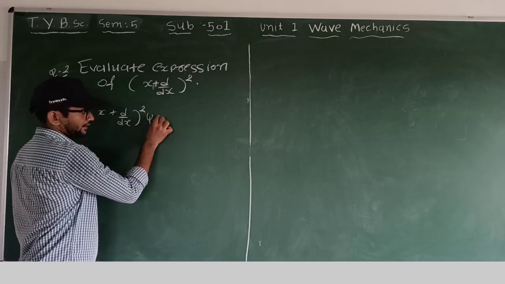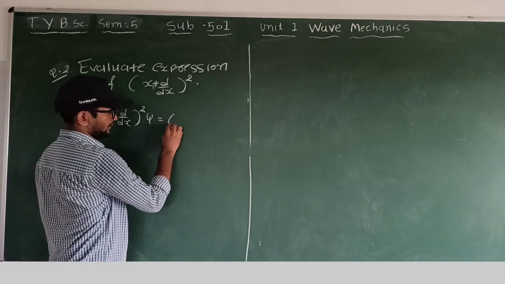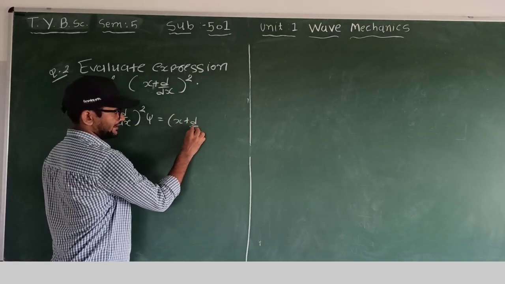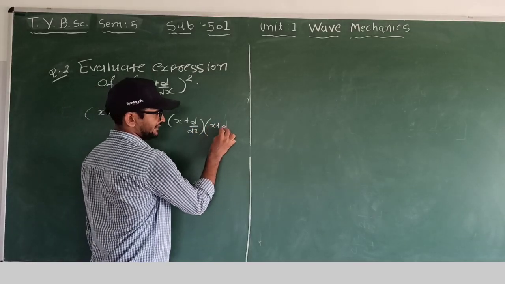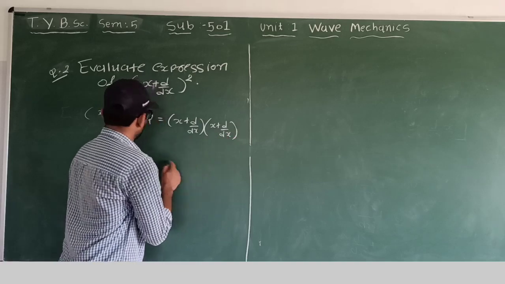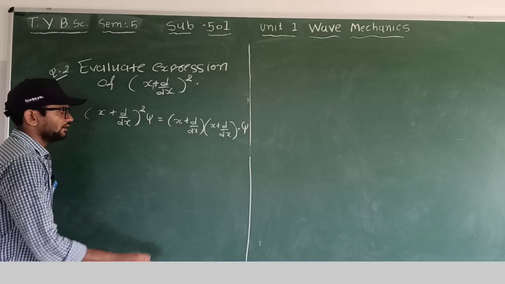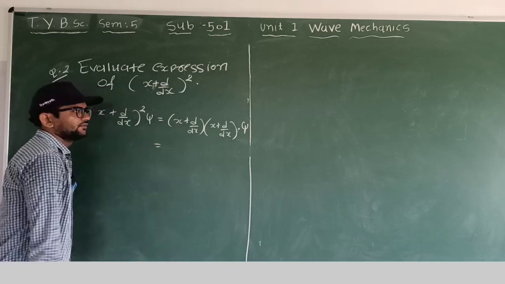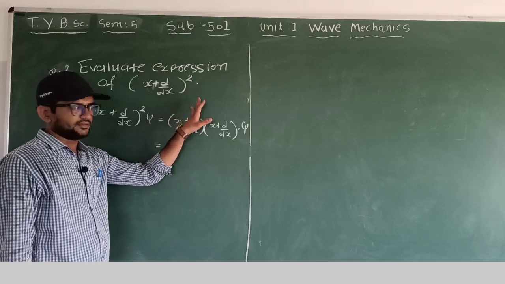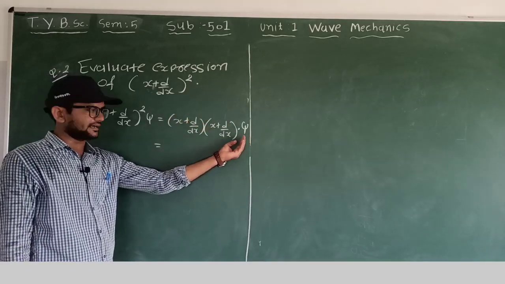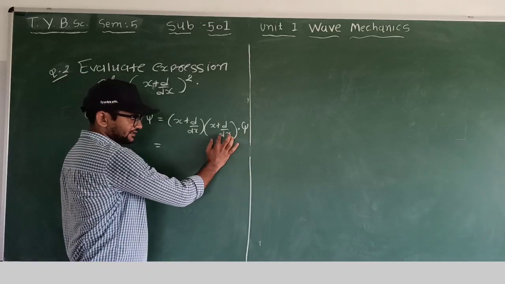Now, the square of any operator means (x + d/dx) the first time and (x + d/dx) the second time, and in the last the function, that is sin. Now this is a simple multiplication operator. In this case the sequence is always right to left. It means first this operator multiplies with this bracket.